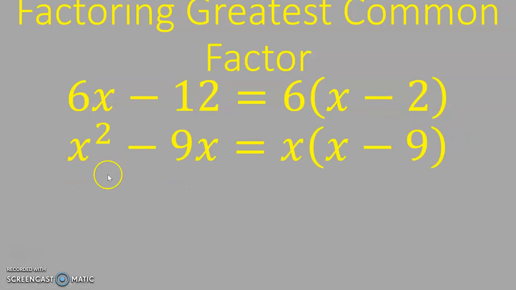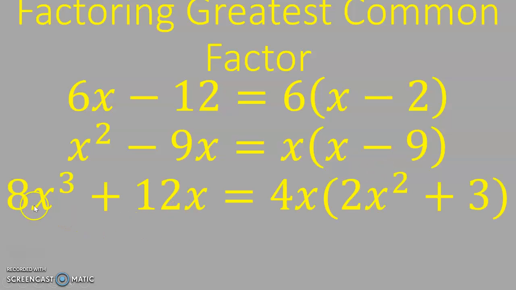Another example: sometimes you can take a variable out. In this case, 1 and 9, there's nothing bigger than 1 that goes into that, but I can take an x out. Notice again, if I distribute the x, it goes back to this, and now the x and 9 have nothing in common. So you're looking for both a number and a variable for a GCF. You may have one or the other, or you may have both, like this example.